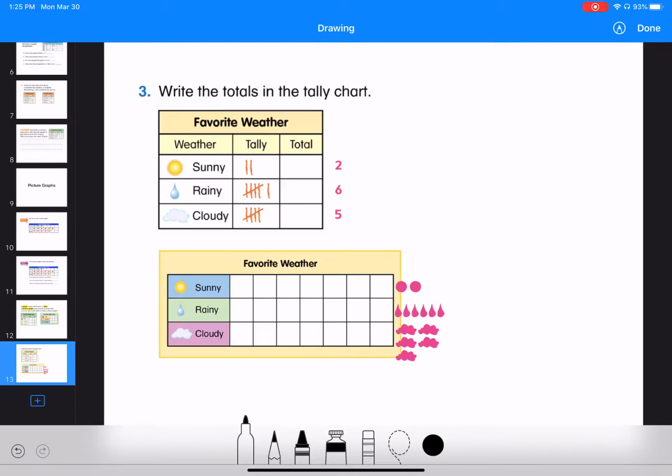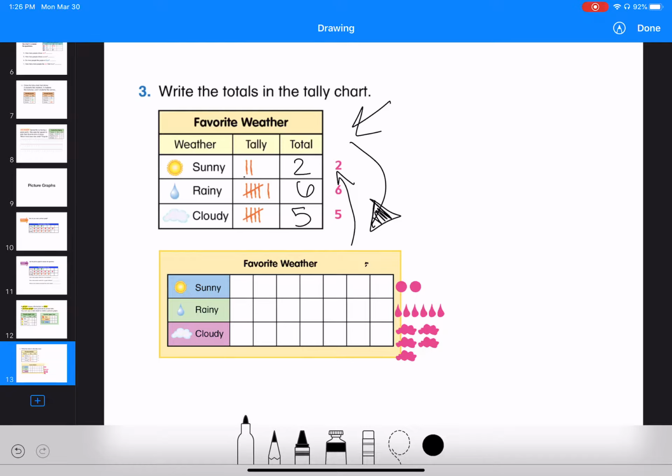All right, now looking at this one, it says write the totals in the tally chart. So this is a tally chart again right here. A tally chart uses tally marks, and over here you'd write your total. So we had 2 votes, 6, you'd write 2 in here, 6, and then 5. Then you would take this information to create your picture graph. You have to use this information up here when creating this graph down here. Okay, and this is exactly what you're going to be doing this week.